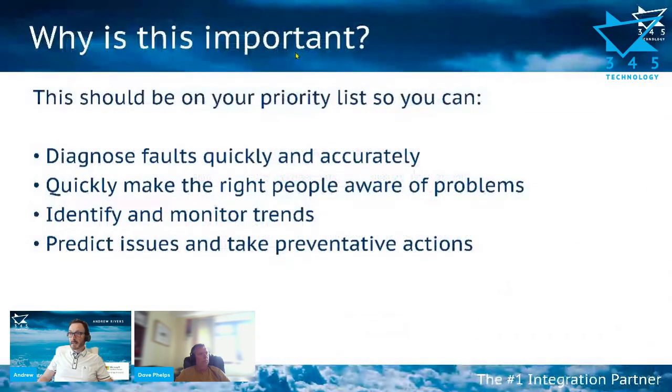So really, when we're looking at operational management, the things we're looking at are: you want to be able to diagnose faults quickly, and accurately. You want to be able to make the right people aware of problems. There's the whole thing of identifying and monitoring trends, and also you want to predict issues and take preventative actions. And also all those things about what's going on and what do I do about it, and then making sure that the right people can do the right things at the right time.